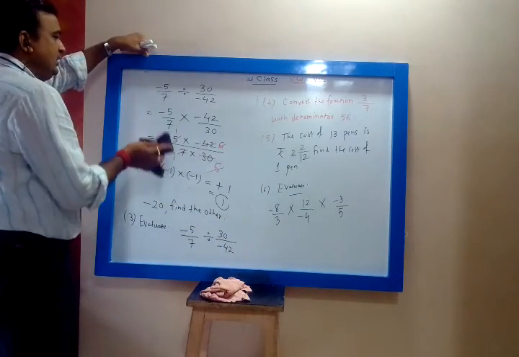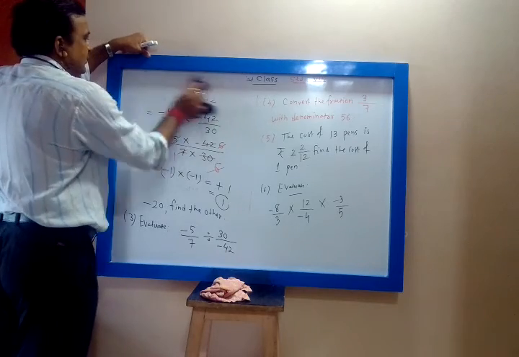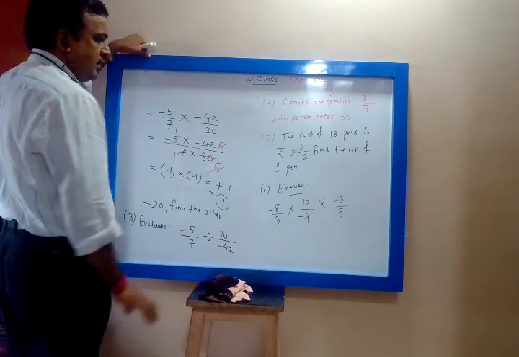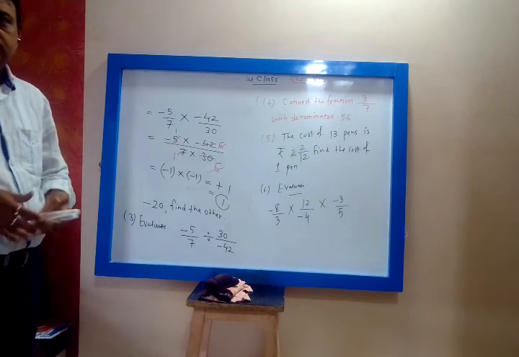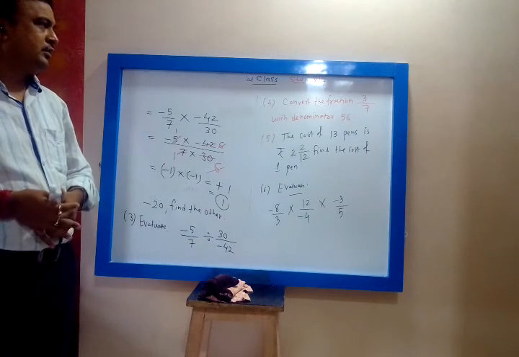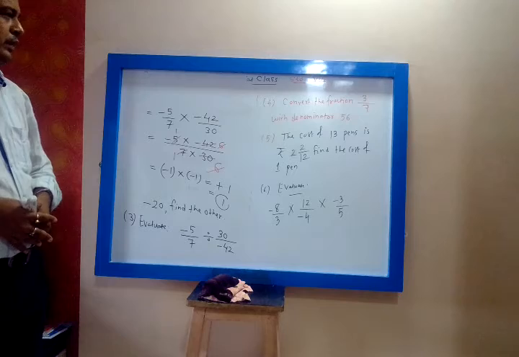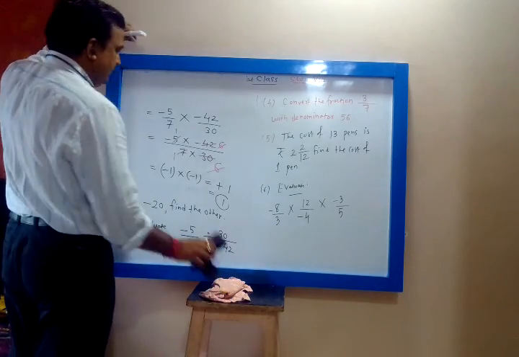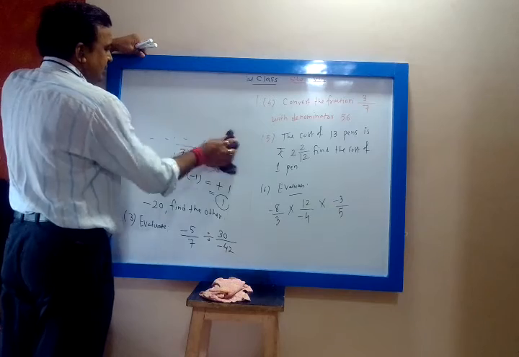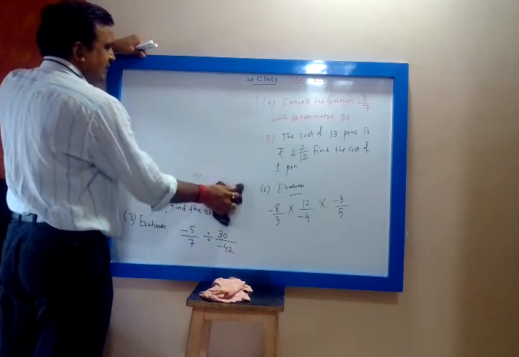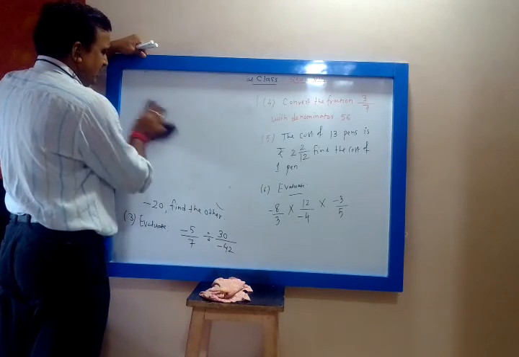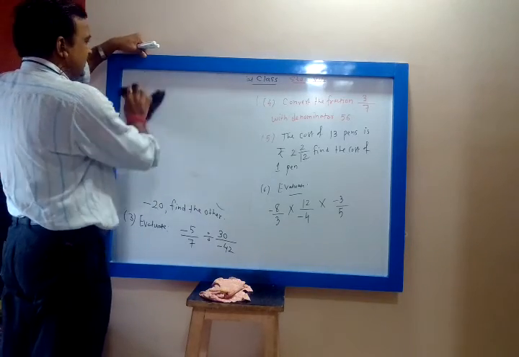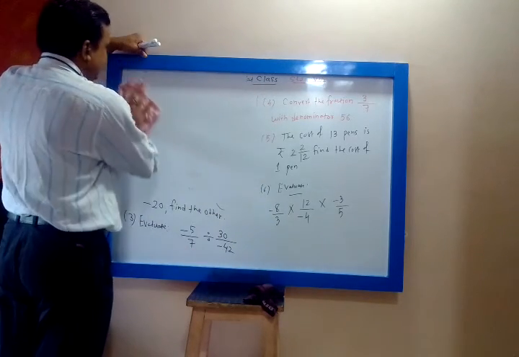Now do the fourth one. 27 upon 56, wrong answer. It is 24 upon 56, my dear, not 27 upon 56. Okay.